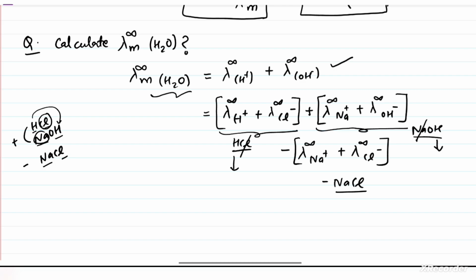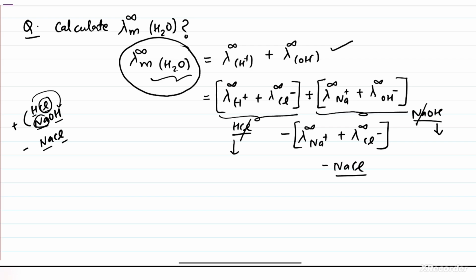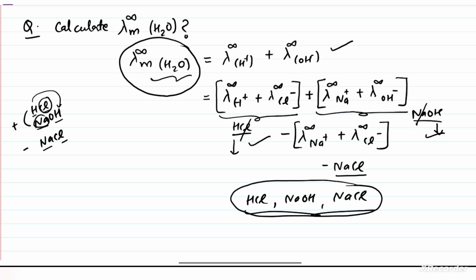So using Kohlrausch law, we can find λm∞ of any weak electrolyte by taking strong electrolytes. HCl, NaOH and NaCl are all strong and they dissociate 100%. So this is Kohlrausch law: to calculate λm∞ of any weak electrolyte by taking the ions from strong ones, because they are ionizable, and for them alpha is nearly 1.